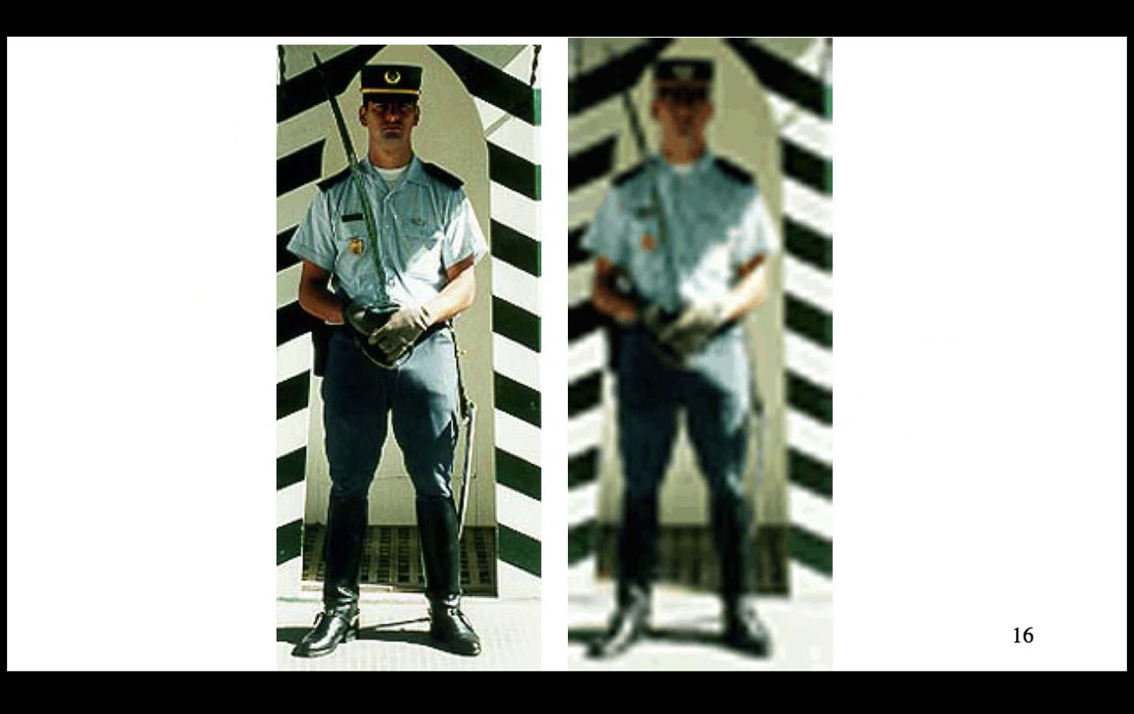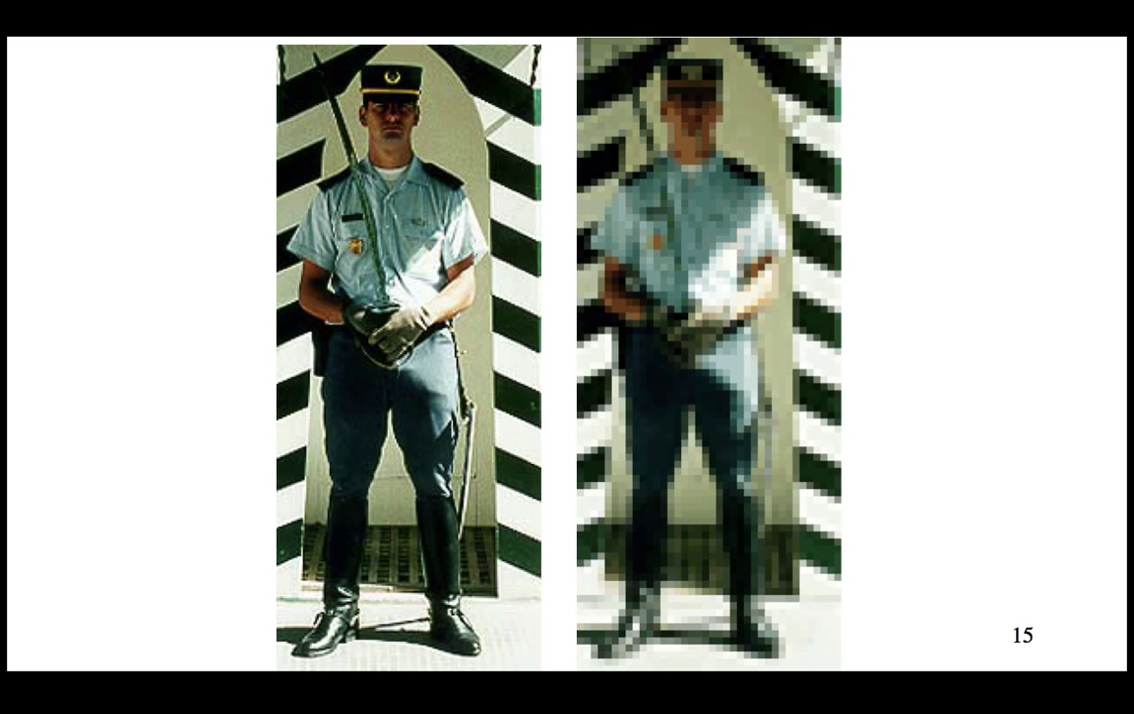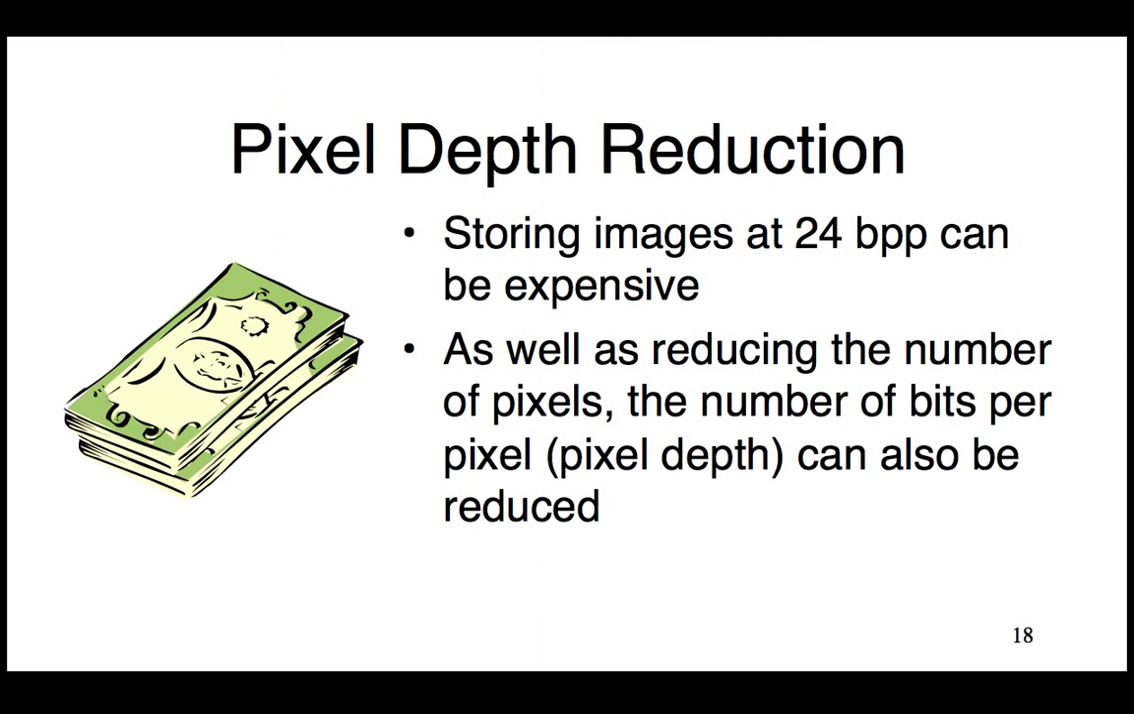Now, here we were talking about reducing the sample rate, reducing the number of samples per unit of space. But of course, we can also reduce the size of the data by reducing the pixel depth, by reducing the number of bits used for each pixel. So instead of using 24 bits per pixel, we could use fewer bits per pixel, and then we would be able to save some space. But of course, that would give us fewer colors. And so this begs the question then, how many colors can you get away with?